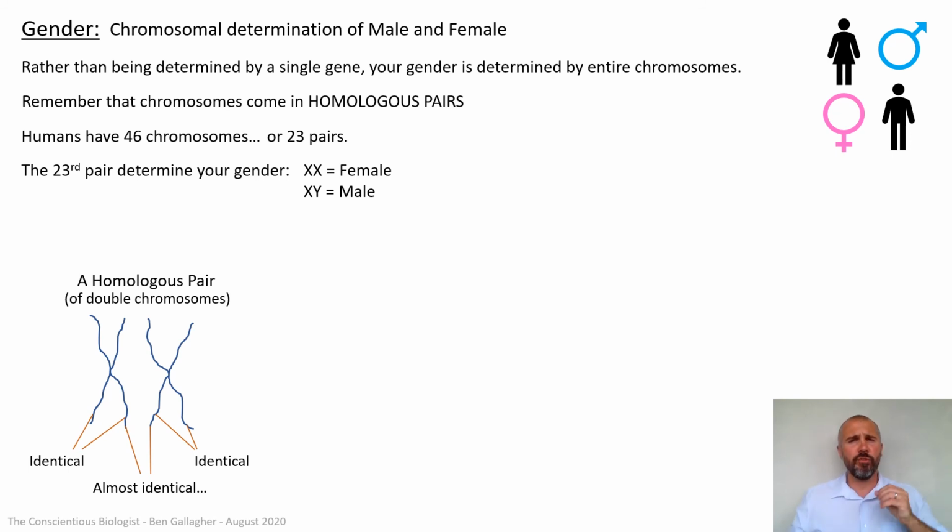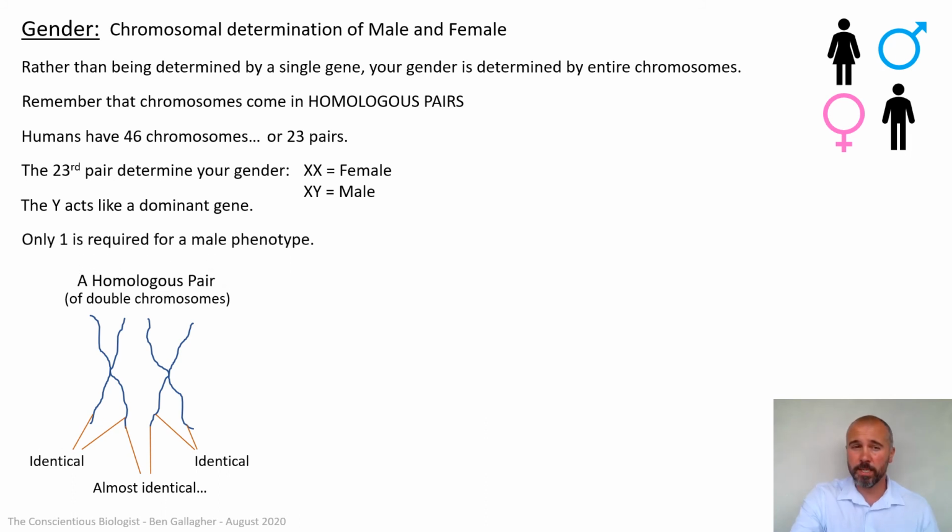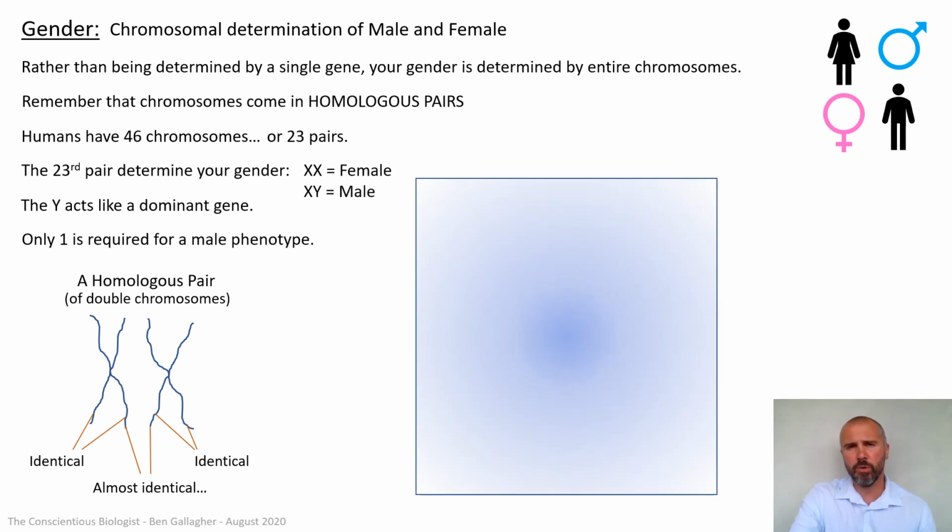Okay. And if you've got an X and an X as your 23rd pair, as in you've got an X from your mum and an X from your dad, you're going to be a girl. If you've got an X from your mum and a Y from your dad, you're going to be a boy. Now, that makes the genetics fairly straightforward, because the Y kind of acts like a dominant gene. And if you've got one Y chromosome, it will make you a male.